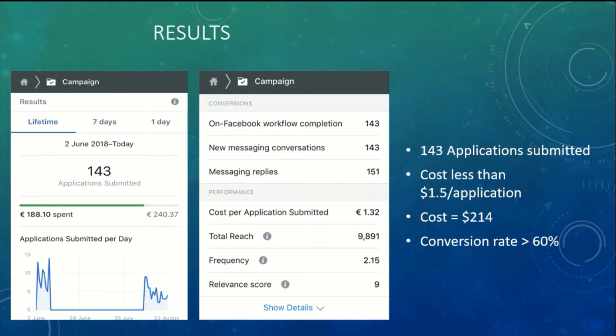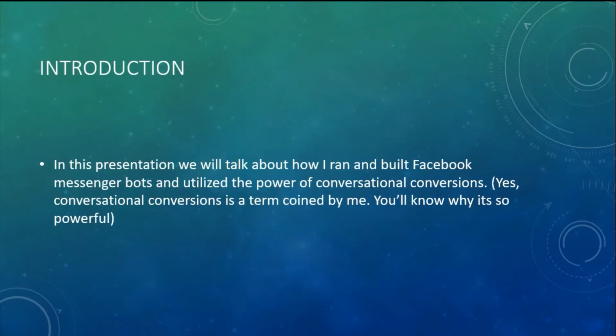We got about 143 applications submitted, each costing us less than $1.5, and the total cost of this campaign was $214. But the best thing about this campaign was that we got more than a 60% conversion rate. That means out of 143 applications, 60% of those converted into one year full contracts with the applicants. That's the best part of this whole campaign.